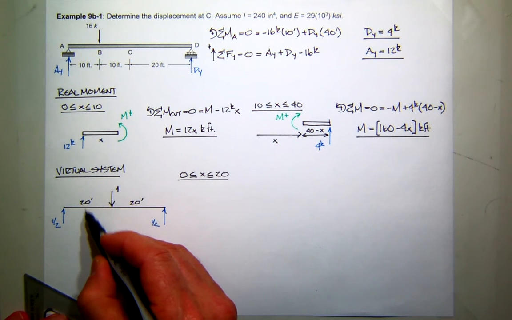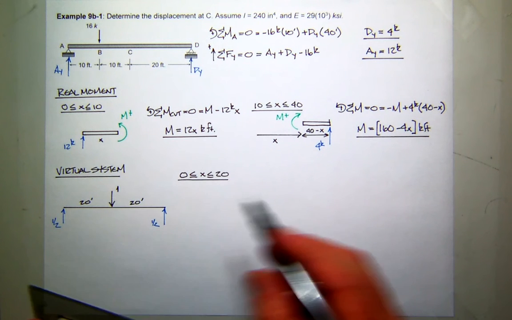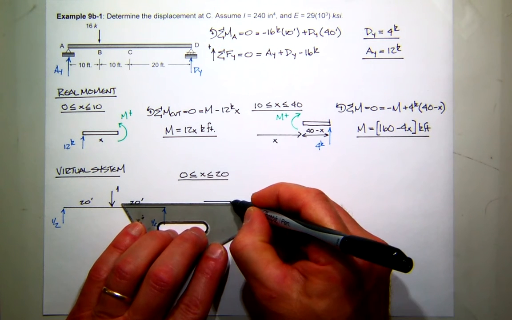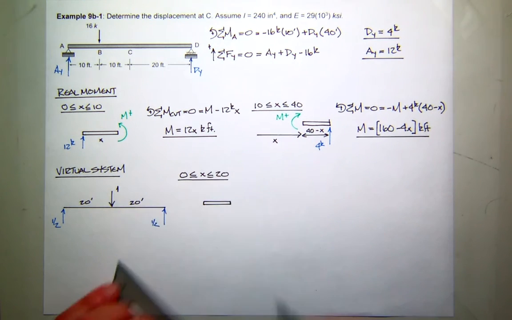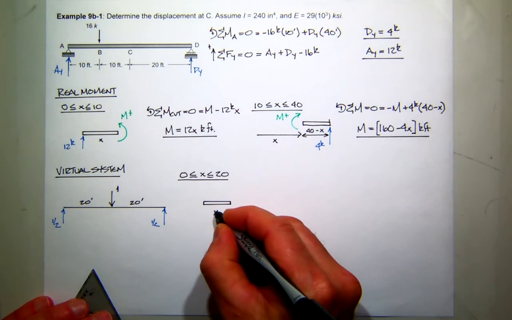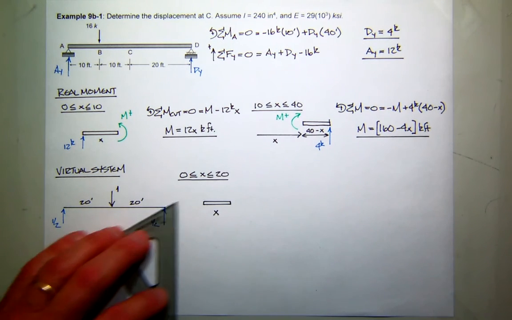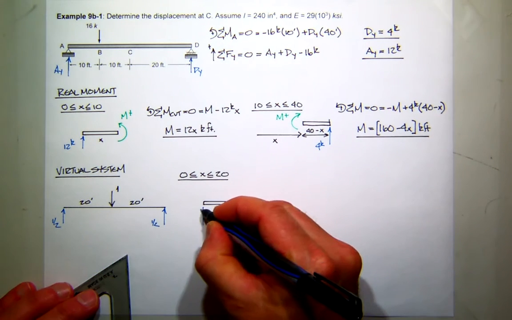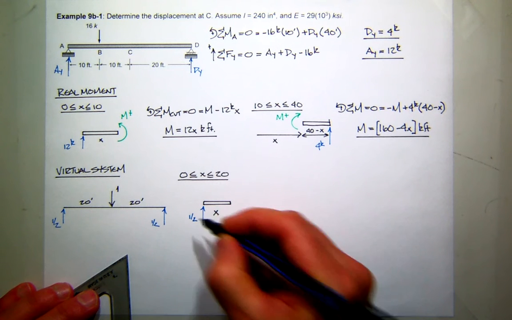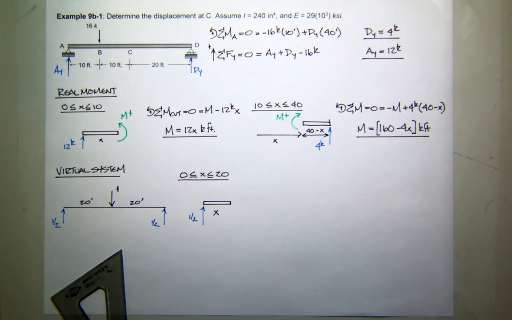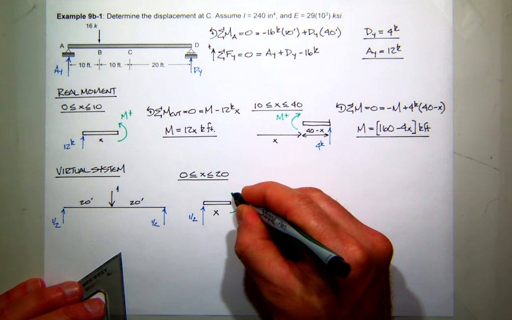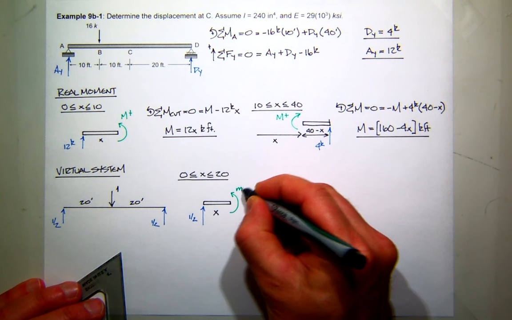So I cut the structure here. I think the left side will be easier to deal with, so I'll draw that. I'm going to cut a distance x. The reaction on the left-hand side is 1/2. And of course the moment at the cut, this is a virtual moment, so I'm going to use the lowercase value m.